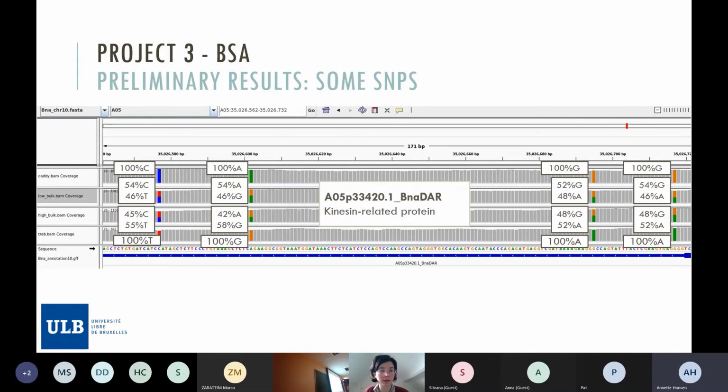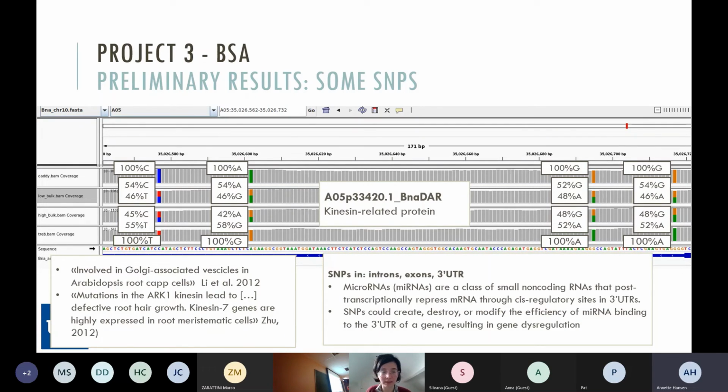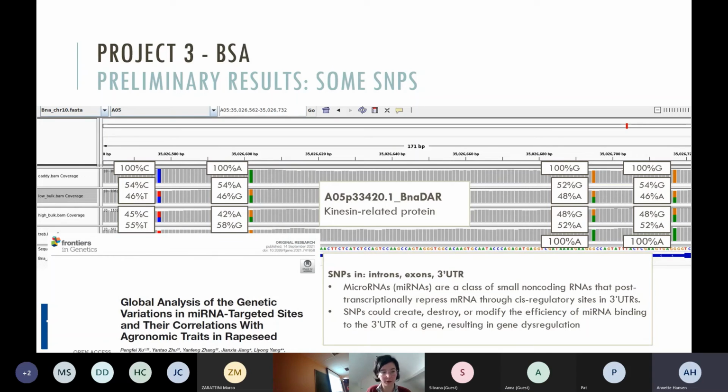In particular, this is a gene coding for a kinesin, which is actually involved in the root shape. And what was interesting to me is that these SNPs are all in the 3' UTR extreme, which is a target for microRNA. So SNPs in this area can actually influence the expression of this gene. Yeah, studies like this have already been done in rapeseed.